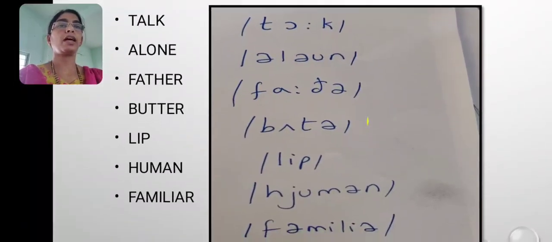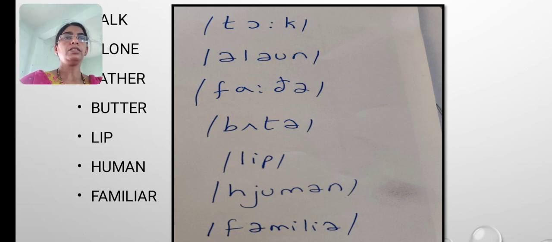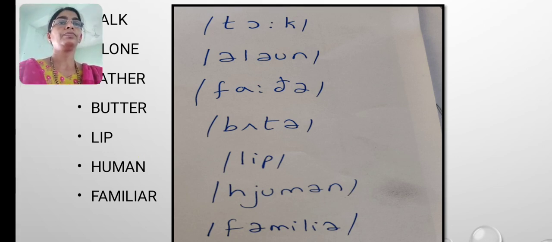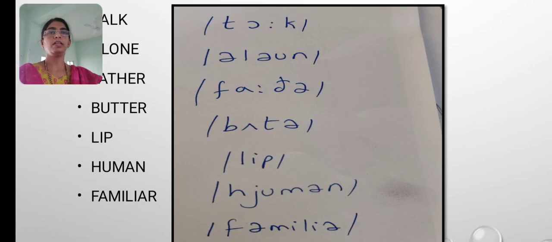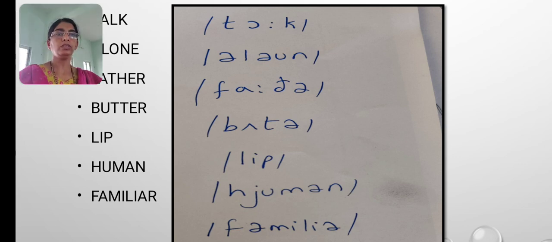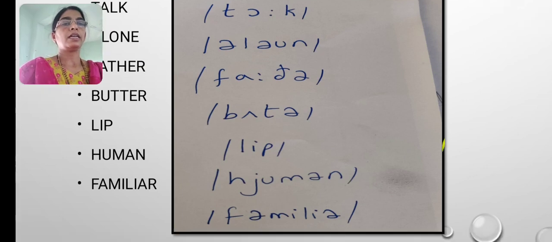Here are a few more examples. Talk: l is silent here. So when you say talk, there is only one vowel sound, so this word is monosyllabic. Then alone: two vowel sounds, disyllabic word. Father, disyllabic word. Butter, disyllabic word. Lip, monosyllabic. Then human: you have oo and a, so this is a disyllabic word.